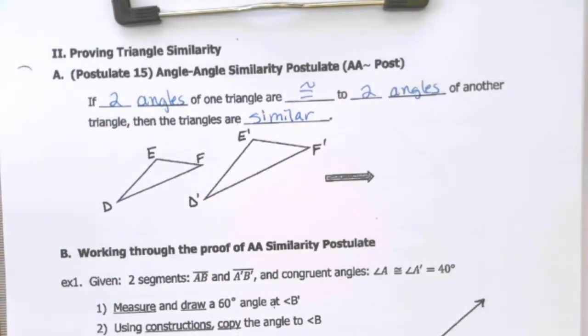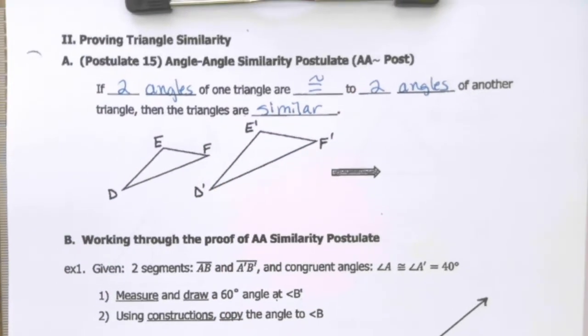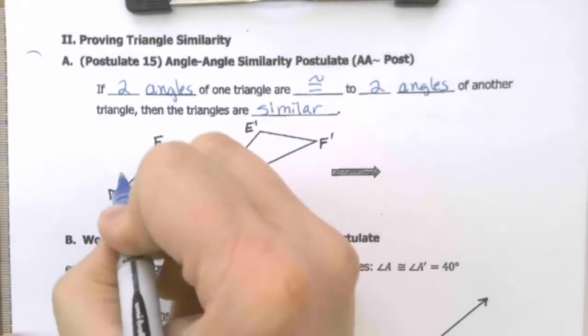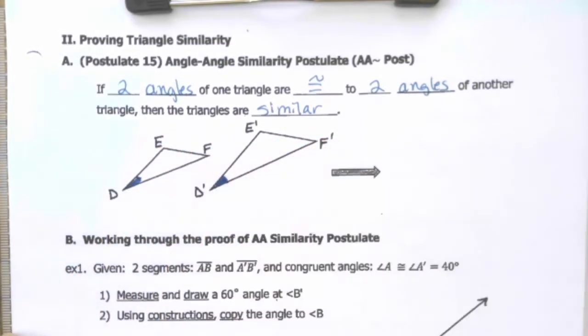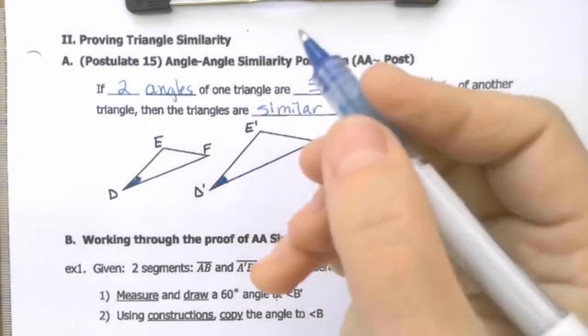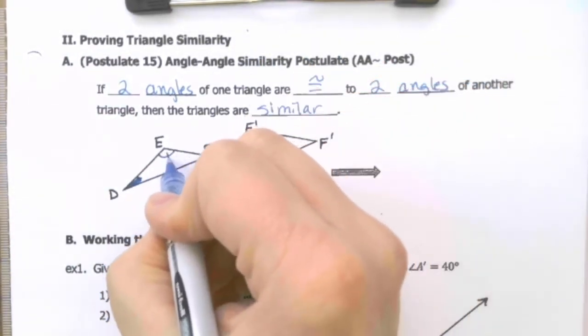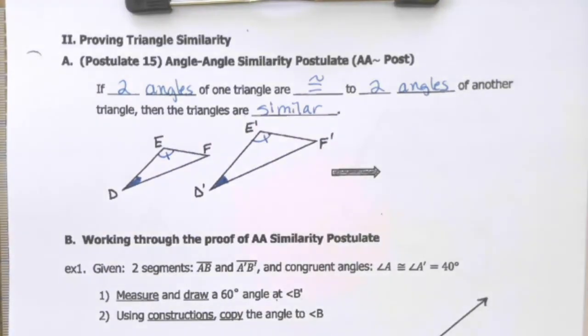So like all theorems and postulates, this is a shortcut to having to prove all the angles and that the sides are proportional. So in this drawing, obviously D and D prime are corresponding angles. They are congruent. And E and E prime are congruent.